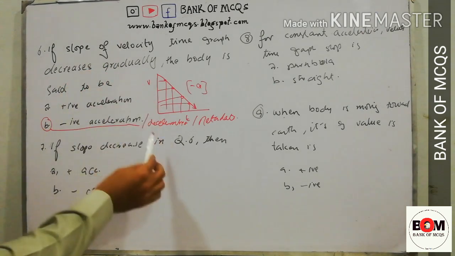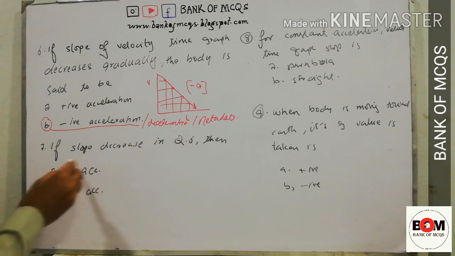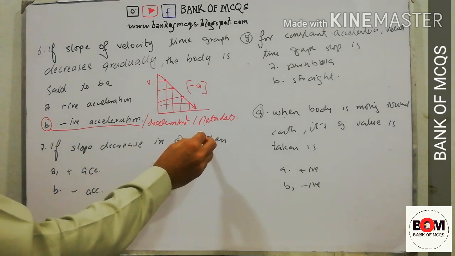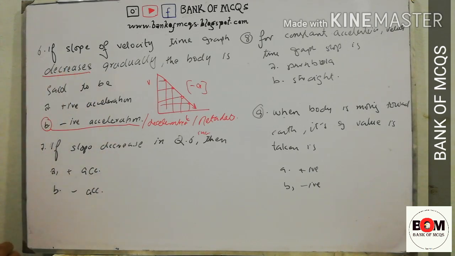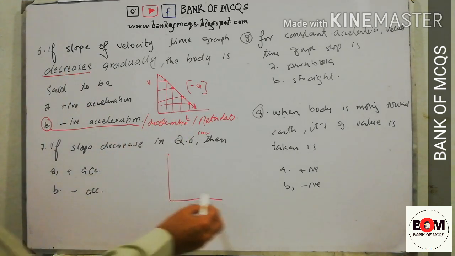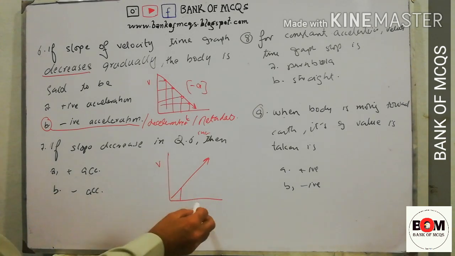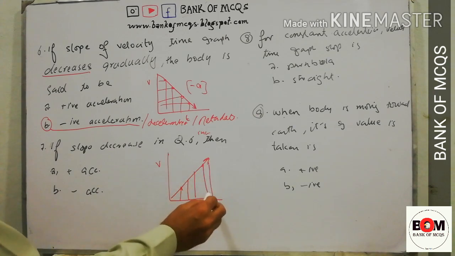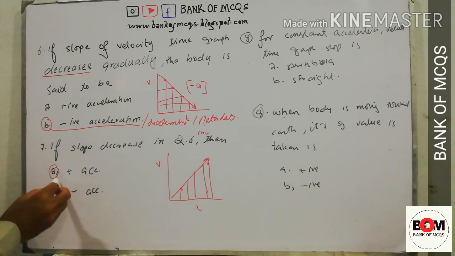If the slope of the velocity time graph in question number 6 increases, if they give us increase instead of decrease, then at each point the velocity is increasing with the passage of time. As the velocity is increasing, the acceleration is called positive acceleration.